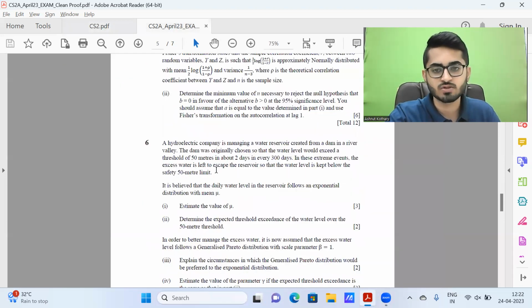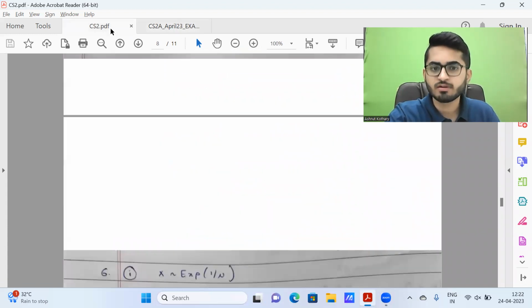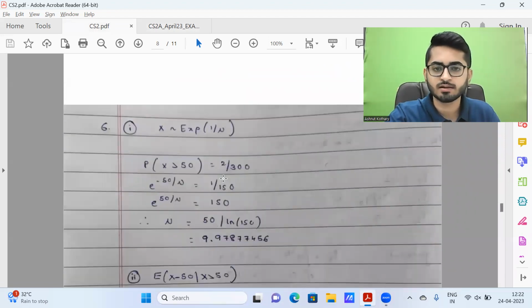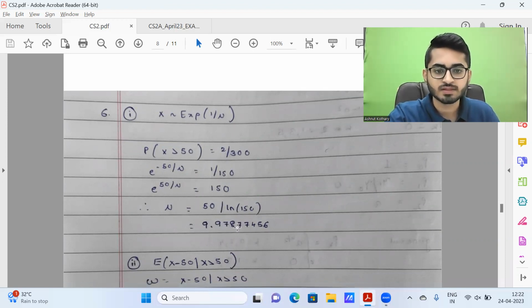Next, question 6, which you could say was from extreme value theory. So this was a relatively straightforward question, I would say. Let's look at the numerical parts. Part 1, mean is mu, so the parameter must be 1 by mu. And there we are getting the value of mu as nothing but 9.9787456.